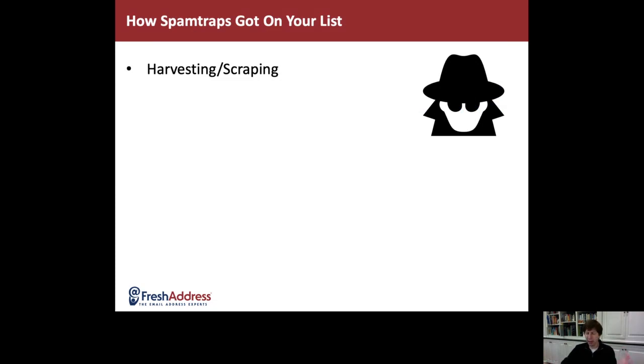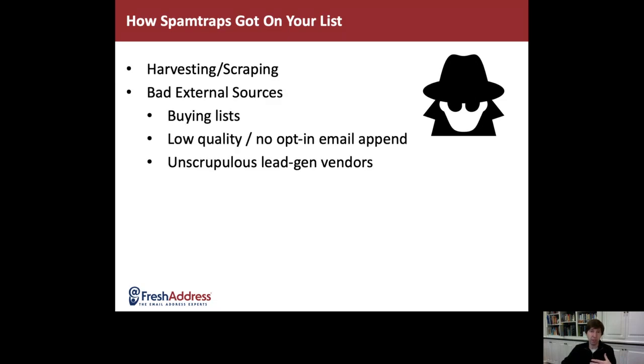So of course, you're probably thinking, how the heck did spam traps get on my list, or how are they getting on my list? The number one way is harvesting email addresses, or scraping email addresses off a website or off somewhere that you shouldn't be taking them from. Spam traps are seeded out there. Those email addresses are put out there in places that humans usually wouldn't stumble across, but a robot or a computer or a system that is scraping and looking for email addresses might find, and those will end up on your list.